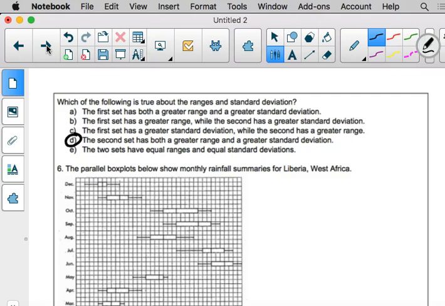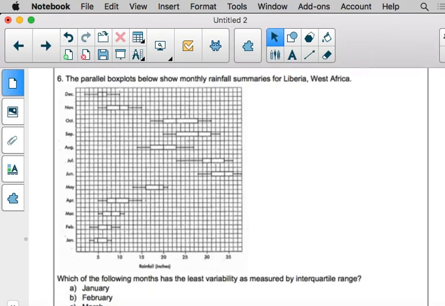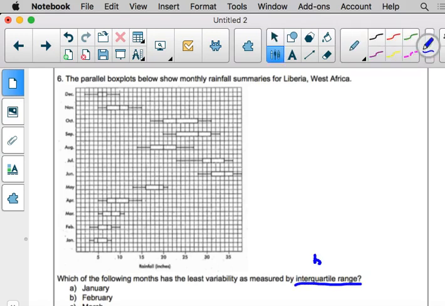Number 6. The parallel box plots below show monthly rainfall summaries for Liberia, West Africa. Which of the following months has the least variability as measured by interquartile range? Again, the interquartile range visually is going to be the box itself. So we're talking about the box itself. Which one has the smallest? Between January, February, March, May, or December.